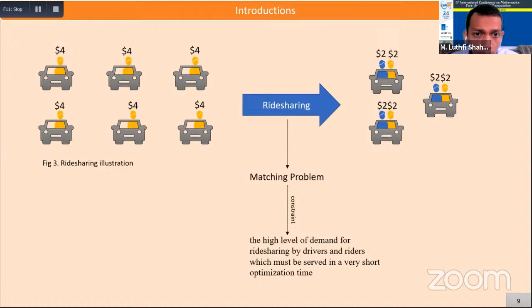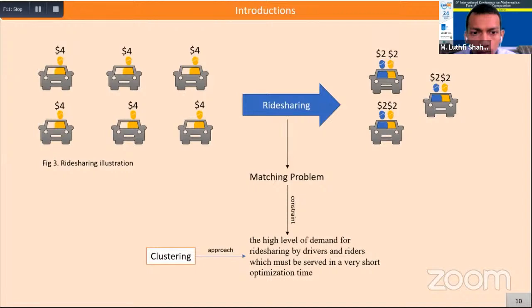However, there are obstacles in implementing ride-sharing. The problem is to find the optimal participant pairs to obtain the maximum total distance savings. It's a matching problem. We have two sets of participants. First, those who want to share a trip, we call them drivers, and those who need a ride, we call them riders. The search for the optimal driver and rider pair is constrained by the high level of requests for ride-sharing from participants, which must be served in very short optimization time.